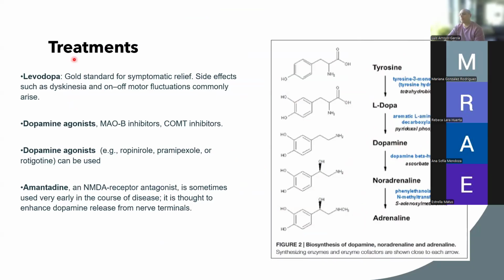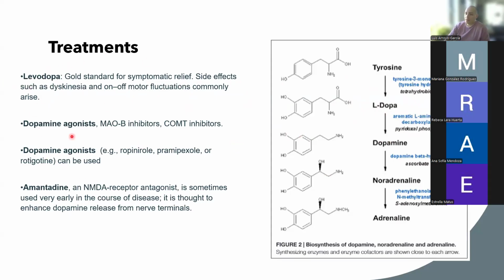This is actually how we synthesize dopamine in our brain. And for example, the gold standard for symptomatic relief is levodopa. So you give this to the patients, they will have more of the precursor of dopamine. So even though we have fewer dopaminergic neurons, we're going to push the dopaminergic release. That's why levodopa is the first one.